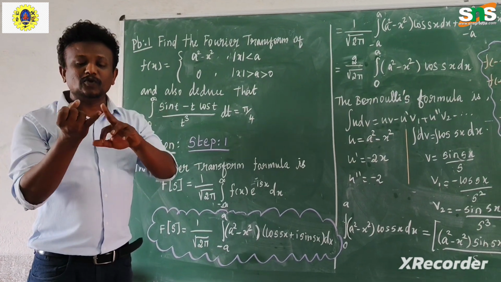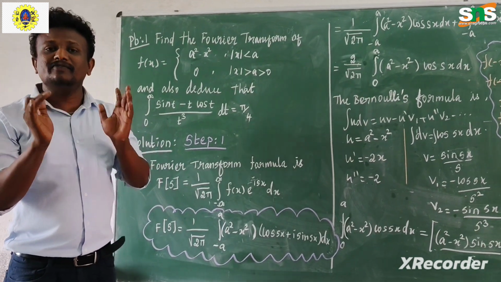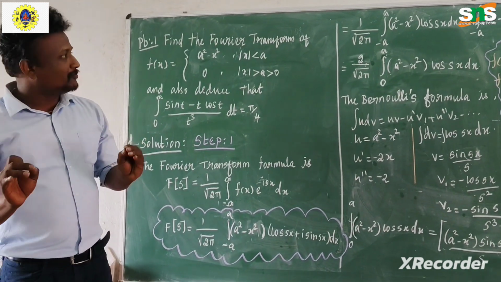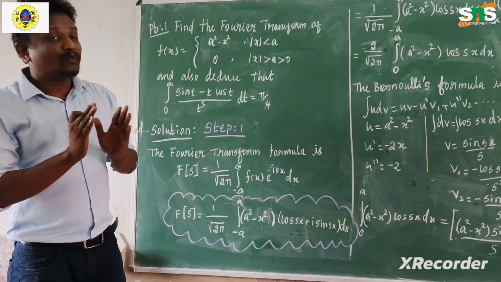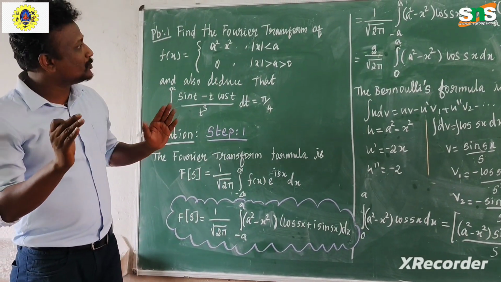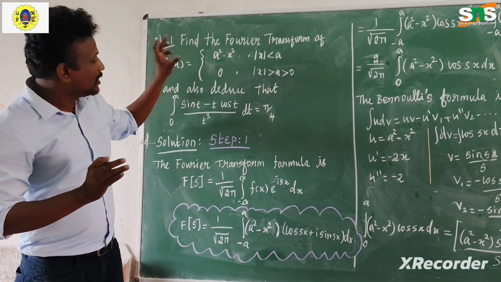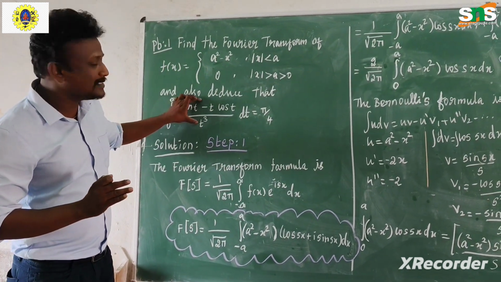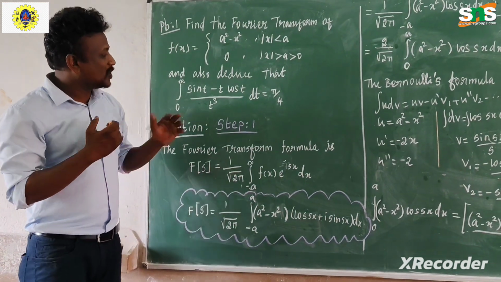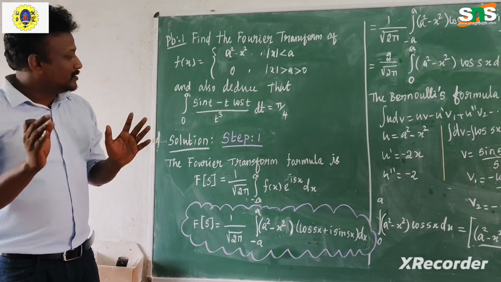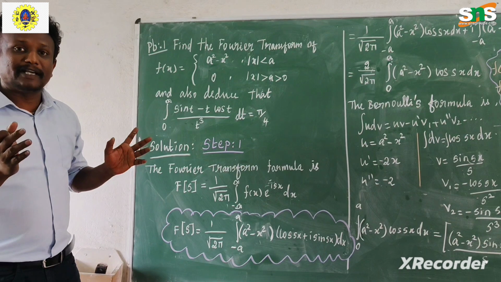So here we have two steps. In step 1, we are going to find out what the Fourier transform is. In step 2, we are going to figure out how to deduce this result with the help of the Fourier transform, right? So let me break this concept down to understand how it works, step by step.